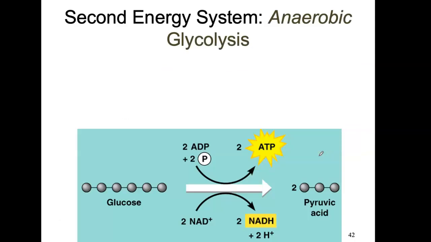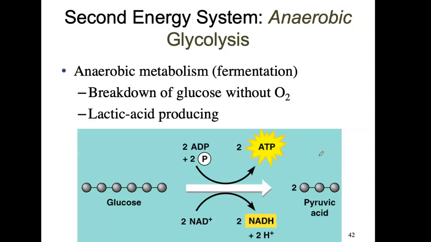The second energy system we want to talk about is anaerobic glycolysis, which I was showing you a little earlier. Anaerobic again, so we're saving on oxygen still, and it produces lactic acid. It was the picture I was showing you earlier. I have glucose, I'm splitting it down the middle, I'm forming pyruvic acid, and the result of that is that I'm making some ATP in this reaction.